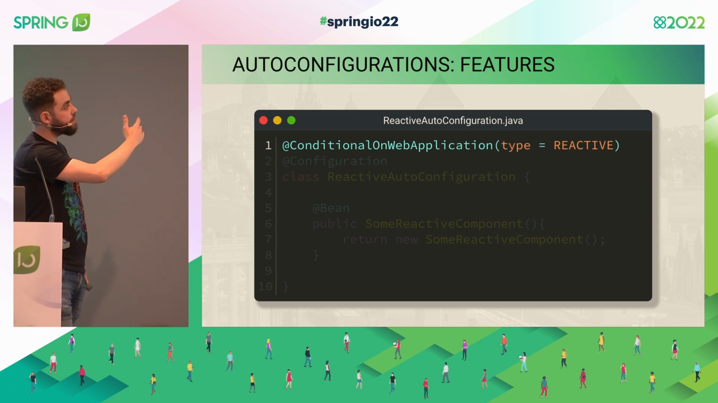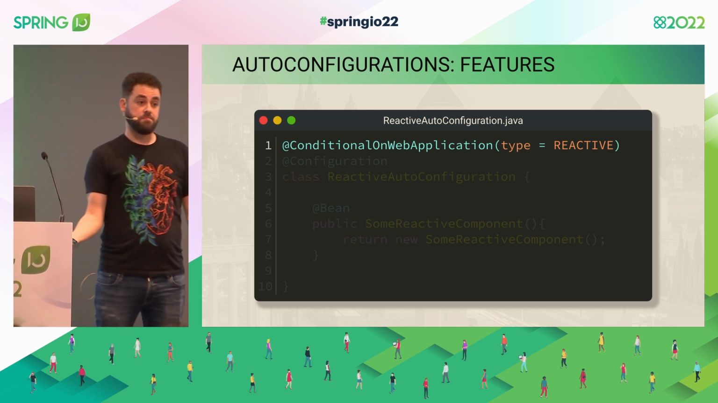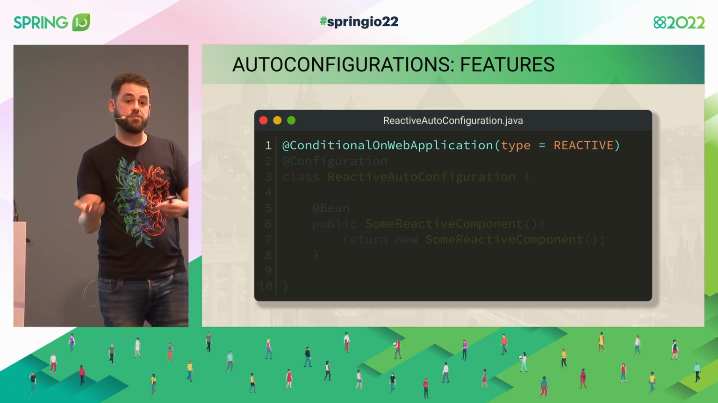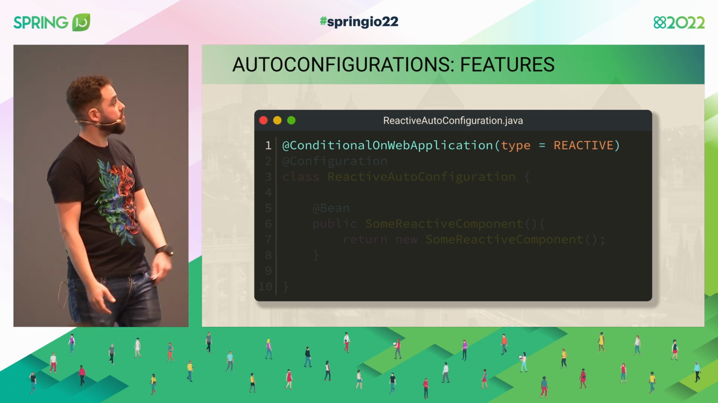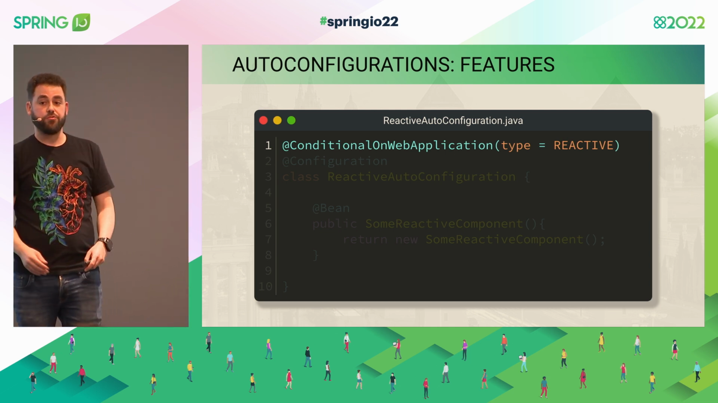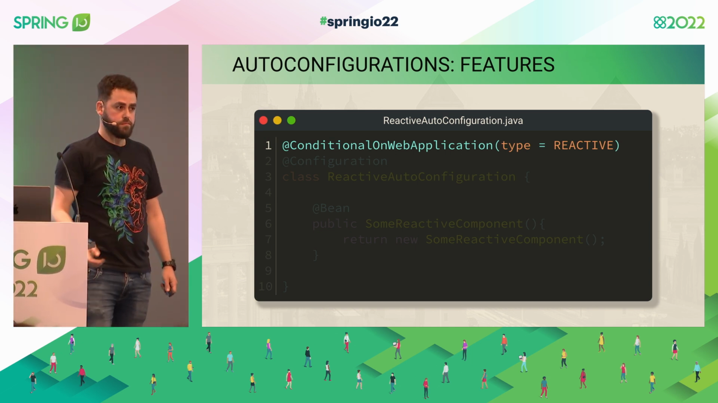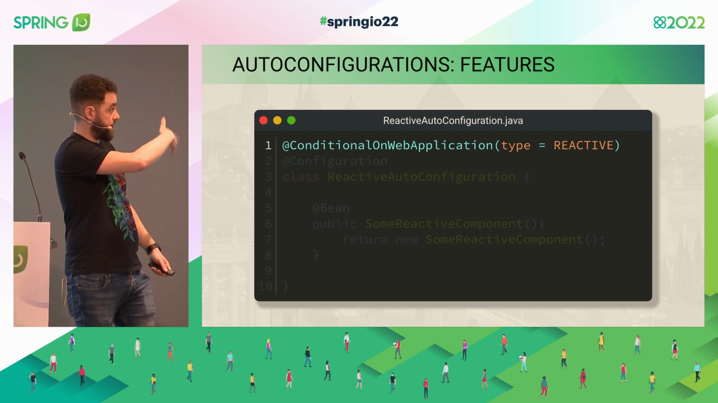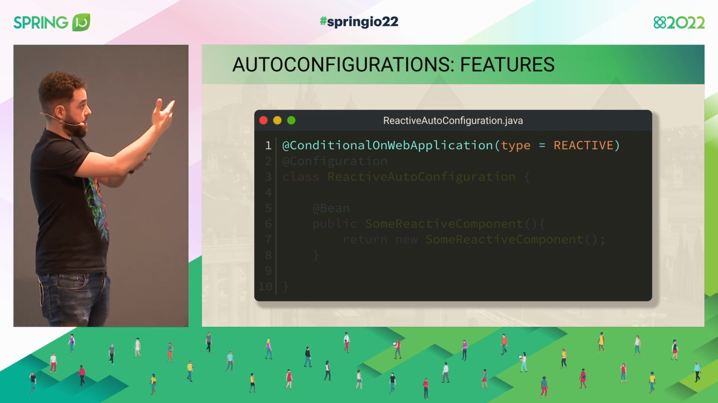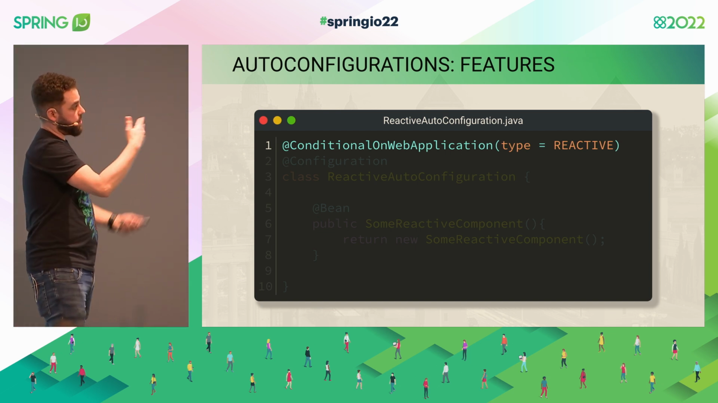So for example, we can make them conditional on the application type. As mentioned before, we can have reactive applications, servlet applications. OK, we can do conditional on web application, type reactive. If the application is not reactive, this auto-configuration will not kick in. So nothing will happen. And we can add some debug logs to know exactly how they are evaluating or so they are kicking in or not.